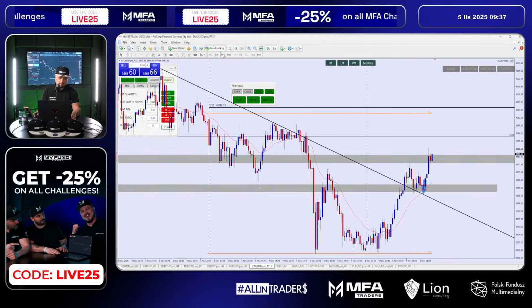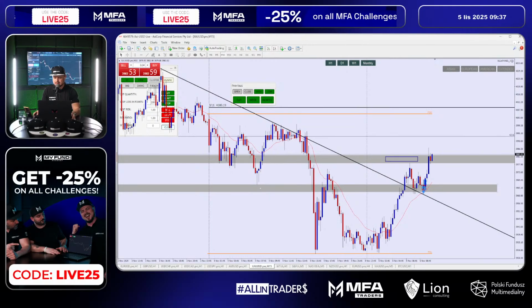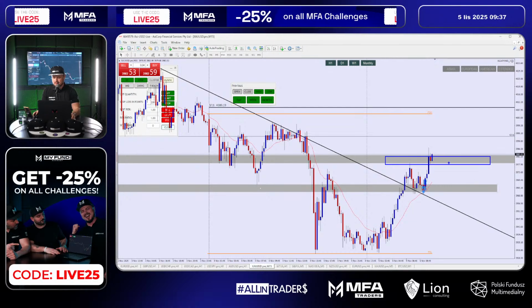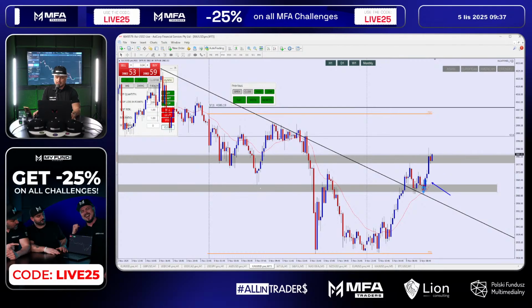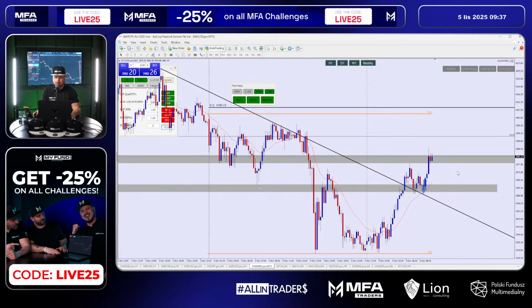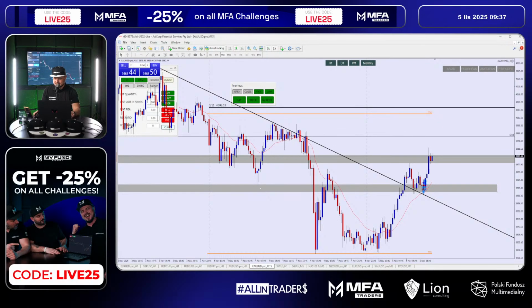So let's jump into the lower time frame over here. So this is the area I want to see the price to retest. Okay, because we are quite far from exponential moving average. Let me just check if it's 21. Yes, moving average 21.